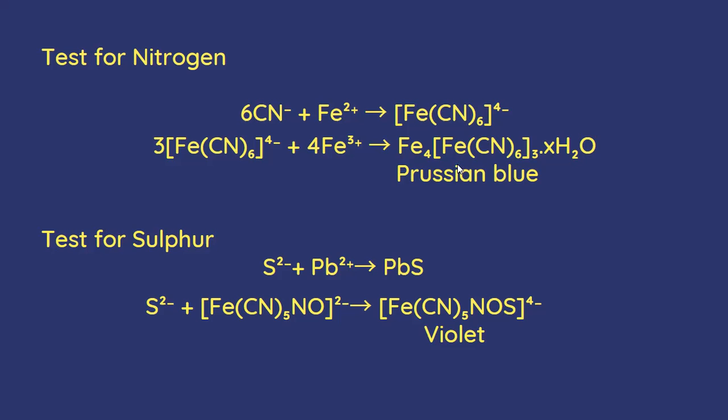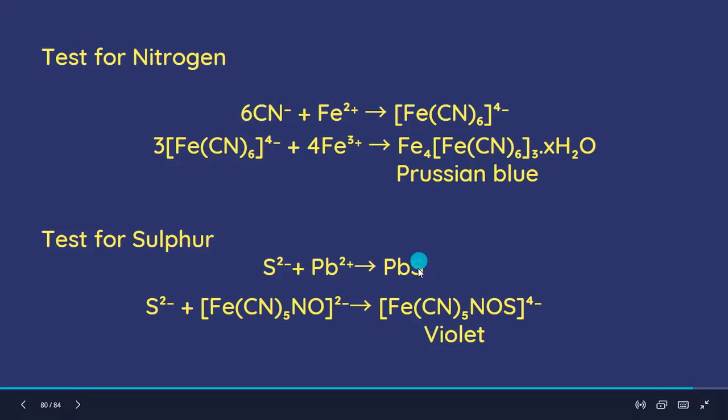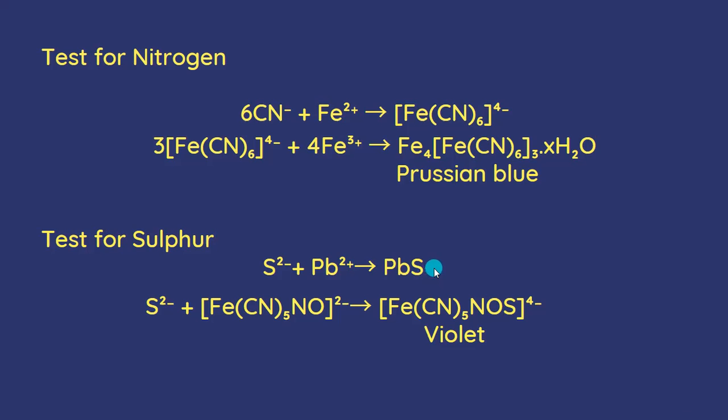Next is the test for sulfur. Again we are taking the sodium fusion extract, and we'll be acidifying it. Basically, it is acidified with acetic acid. So the first step is we are acidifying it, and then we are adding lead acetate to it. And this leads to the formation of a black precipitate, that is lead sulfide.